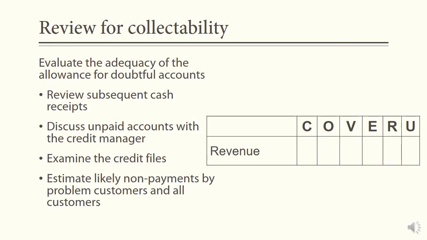So the next step is to review accounts receivable for collectability. This involves the valuation assertion. The auditor tests include evaluating the adequacy of the allowance for doubtful accounts by seeing when and what cash comes in, discussing unpaid accounts with the credit manager, examining the credit files, and then using the problem customers and the customer universe to estimate likely non-payments.